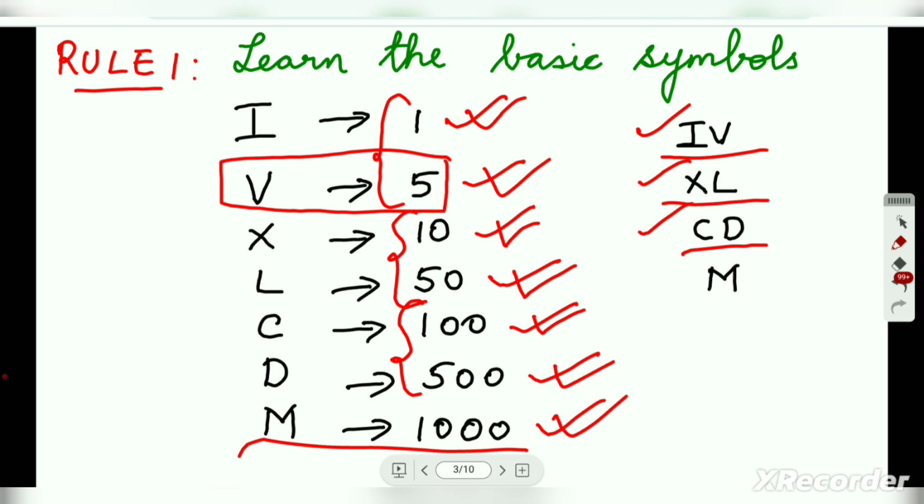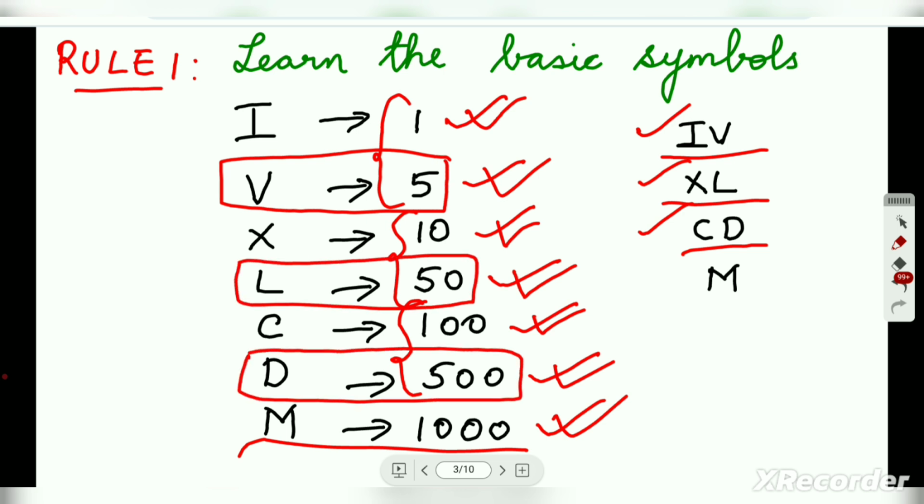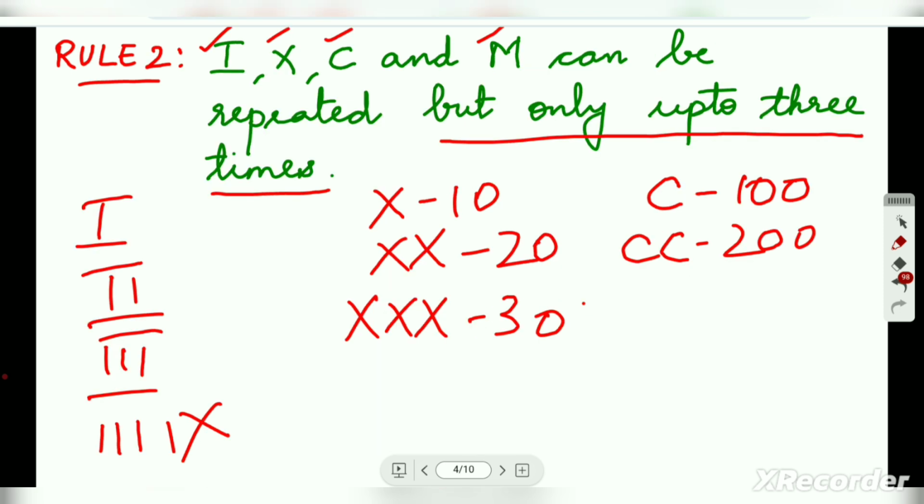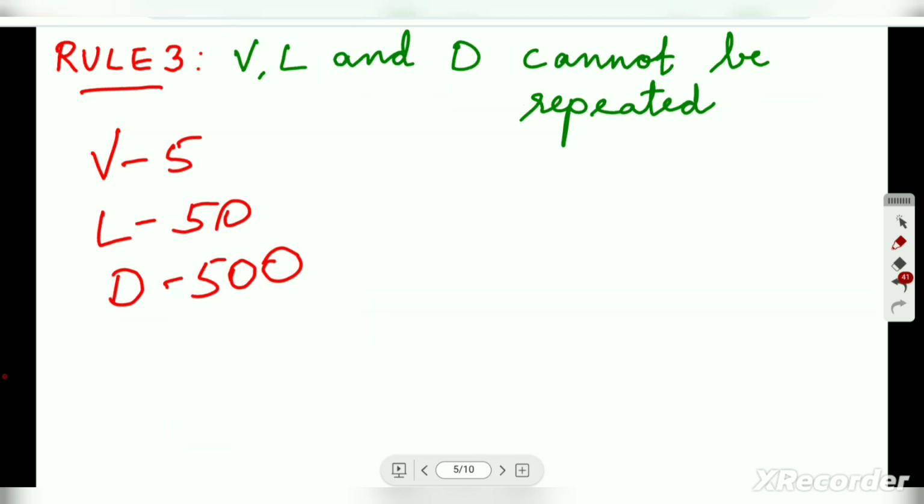In the basic symbols we have learned, these are the numbers beginning with 5: V, L and D. So the numbers which begin with 5 cannot be repeated. You can remember like this in an easy way. The other numbers I, X, C, M all begin with 1, so they can be repeated. But the numbers which begin with 5 cannot be repeated. So VLD cannot be repeated. That is your third rule.